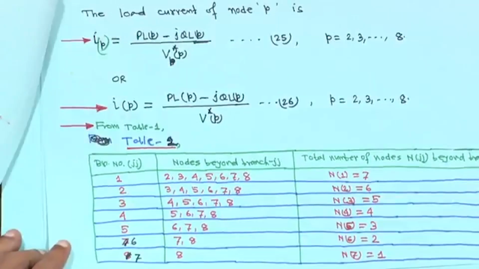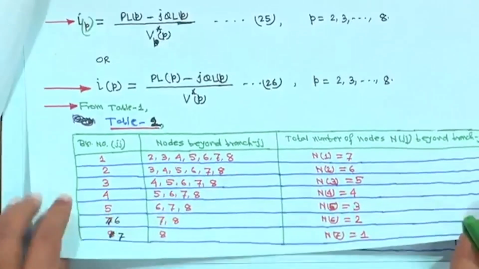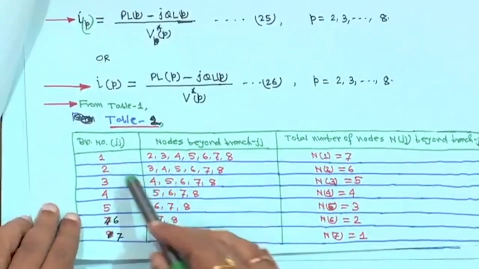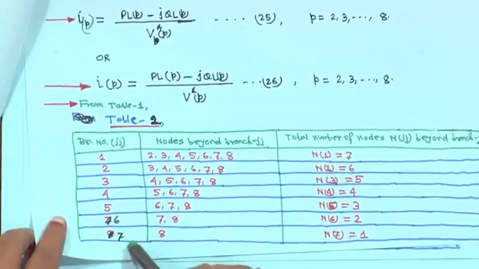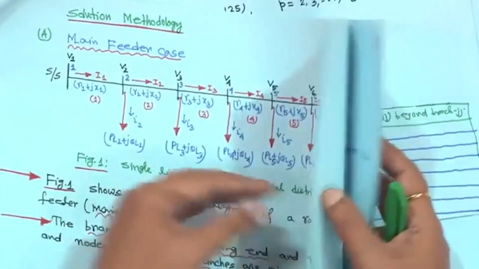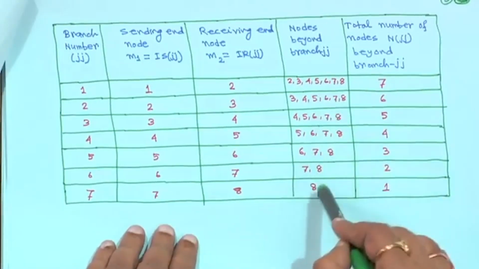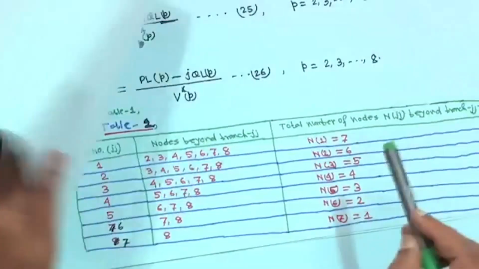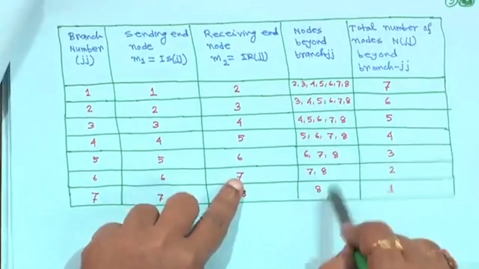Now, the question is that again I have made this table. You have to just understand, it is very easy, right. Now, branch number JJ is 1, 2, 3, 4, 5, 6, 7. There are 7 branches, and the nodes beyond the branches, all these things are given in the table, right. So, I am just rewriting the sending and receiving ends, and not putting them in table 2. Only these nodes I am putting.